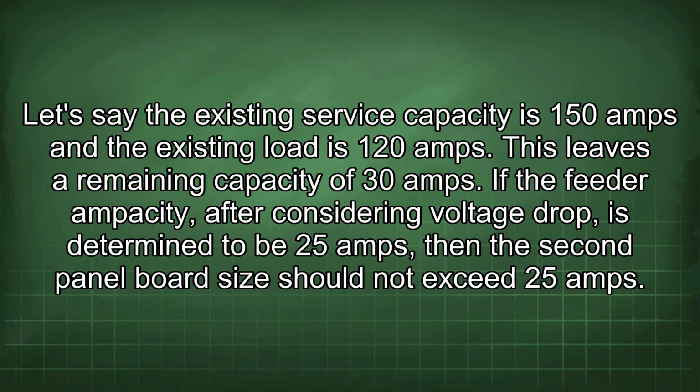Let's say the existing service capacity is 150 amps and the existing load is 120 amps. This leaves a remaining capacity of 30 amps. If the feeder ampacity, after considering voltage drop, is determined to be 25 amps, then the second panel board size should not exceed 25 amps.